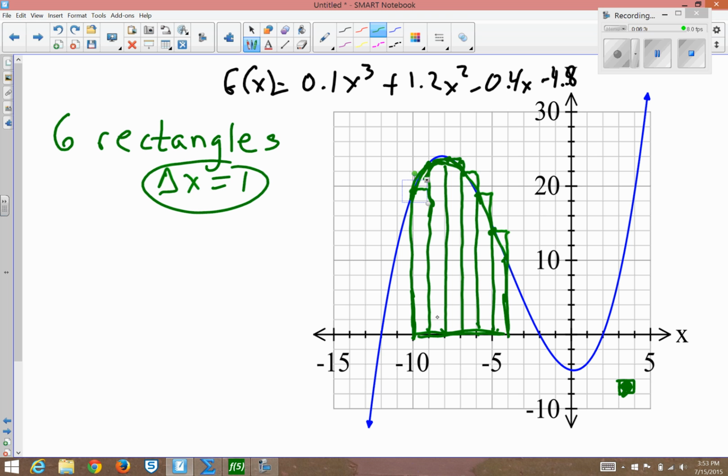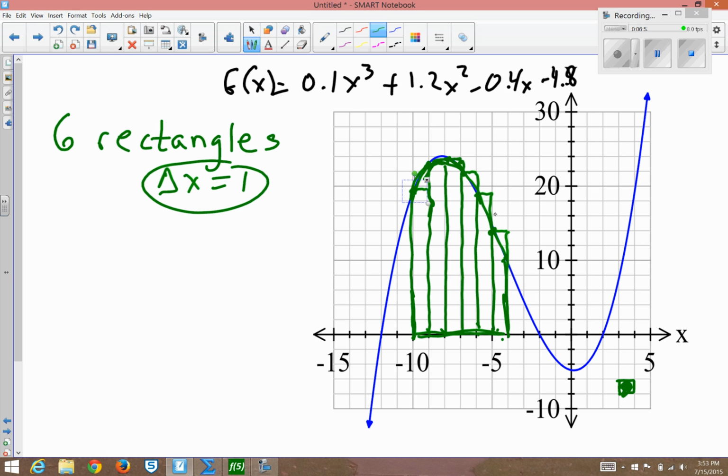They're slim rectangles. All we're going to do is find the areas of all these rectangles and add them up. That'll answer the question. That'll approximate the area between the blue curve and the x-axis in the interval from -10 to -4.